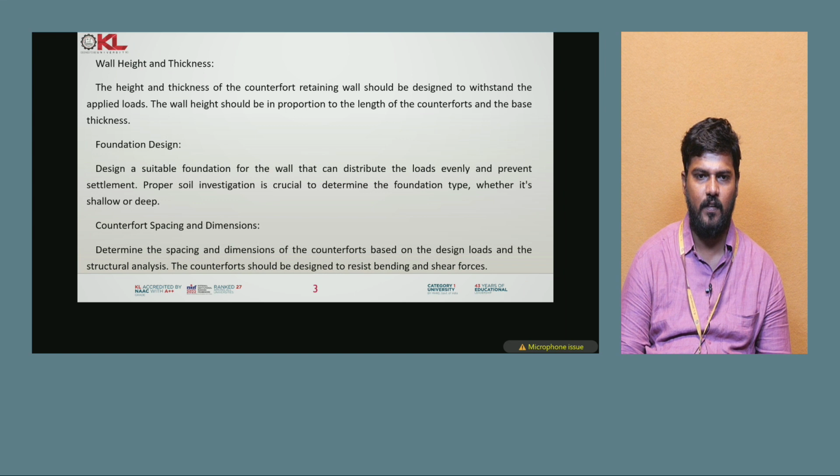Next, counterfort spacing and dimensions. Determine the spacing and dimensions of the counterforts based on the design loads and the structural analysis. The counterfort should be designed to resist bending and shear forces.